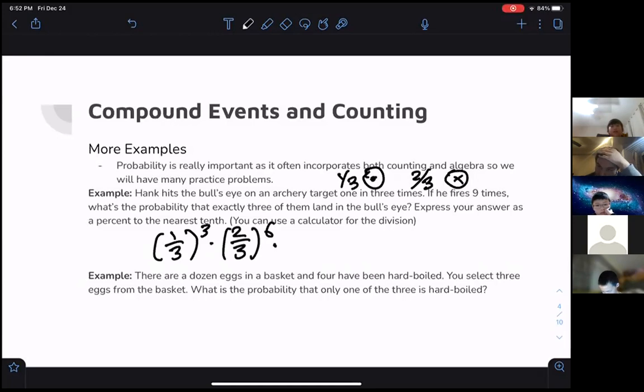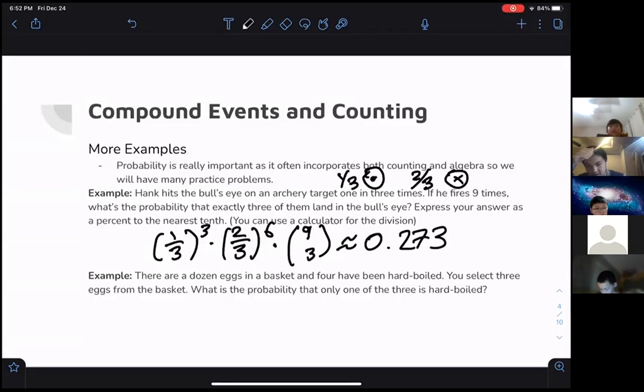And then you can rearrange the misses and the bullseyes in any way. So it's going to be 9 choose 3 ways to arrange them. And then just pull out the calculator and solve the question. So it should come out to about 0.273, which means that there's about a 27.3% probability that exactly 3 shots land in the bullseye.